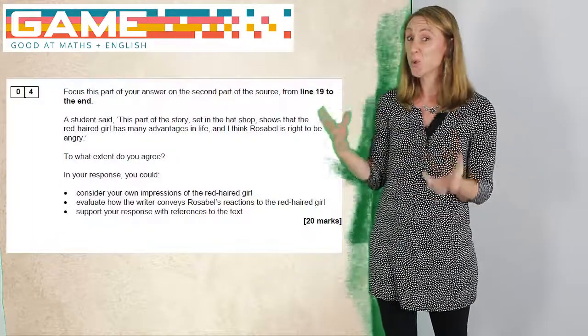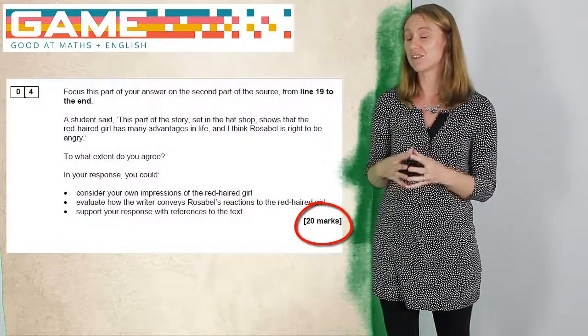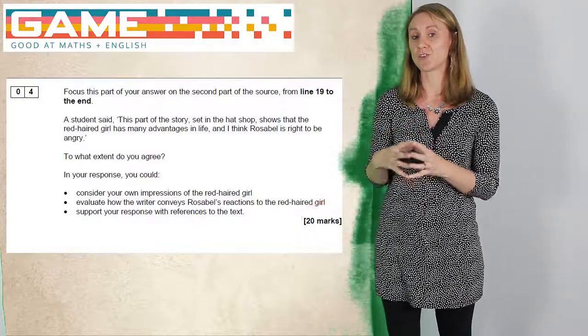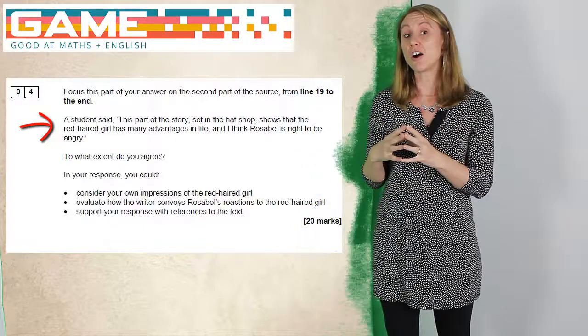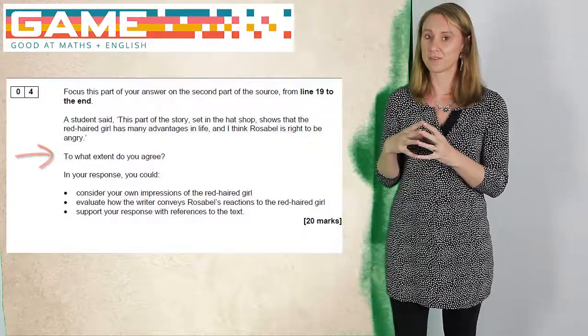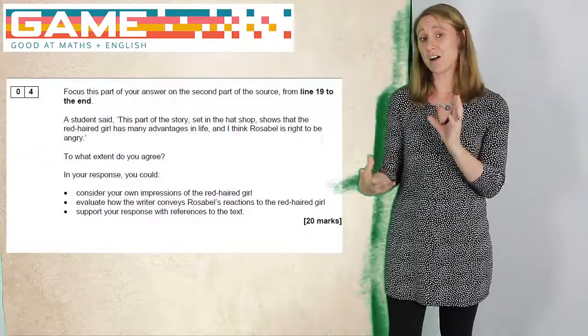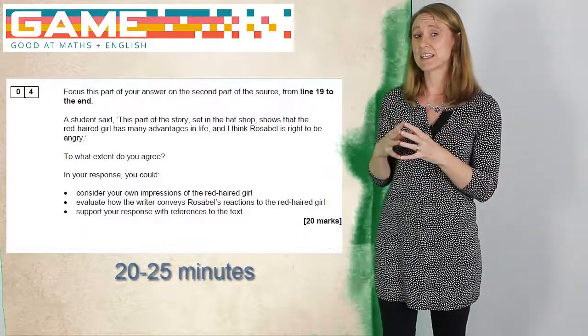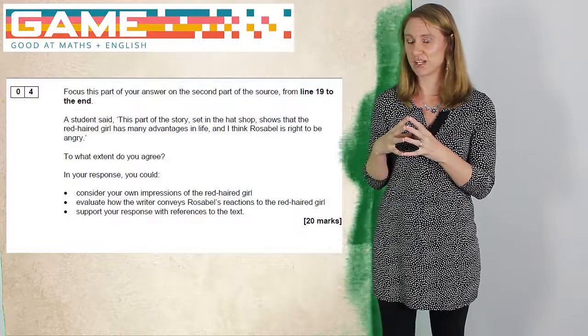Right. So, question 4 is worth 20 marks. This is a big chunk of marks for this paper. This is the evaluation question, where you're given a statement and you're asked to explain to what extent you agree with that statement. Okay. So because it's 20 marks, you're looking at 20 to 25 minutes, maybe 5 or 6 PEEs if you can manage it.